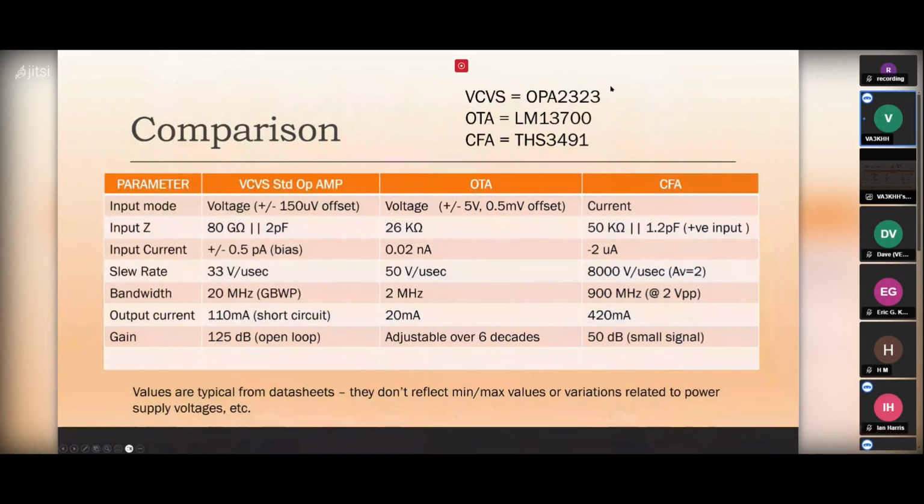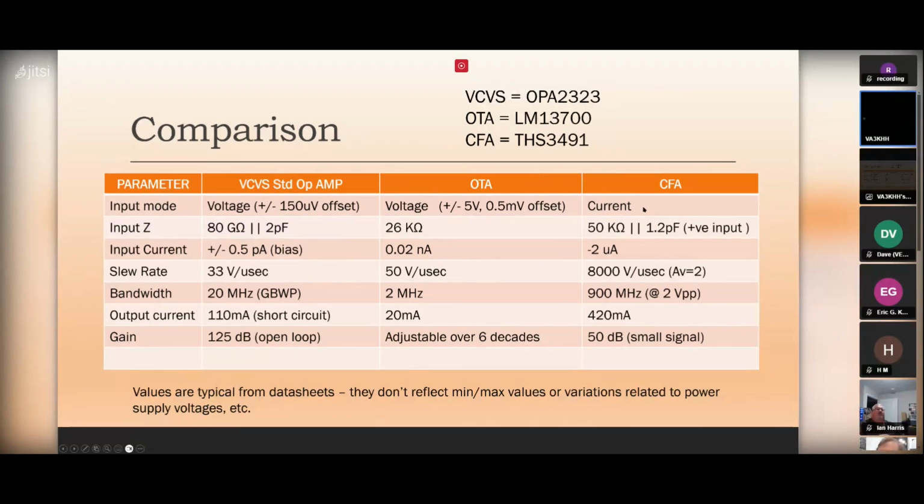So this is a comparison chart that I did. The voltage controlled voltage source is the regular 2323. That's a $2 op-amp. Transconductance amp 13700, it's like $2. And then this 3491 is $20. So the input mode is voltage. Your typical offset from the data sheet is like 150 microvolts. This one is like, I'll take plus or minus 5 volts with a 0.5 millivolt offset.